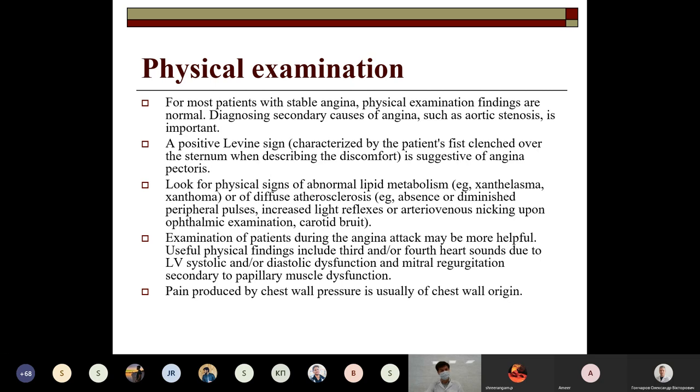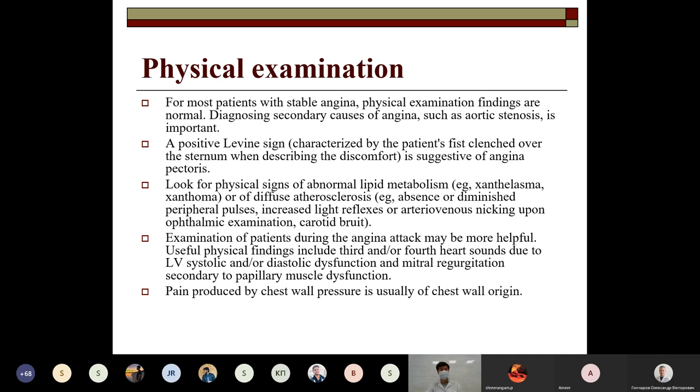Our physical examination: for most patients with stable angina, physical examination findings are normal. In the diagnosis, secondary causes of angina, such as aortic stenosis, are critically important. And the positive Levine sign, with specific signs, describing and studying chest discomfort after exercise that improves after intake of nitroglycerin, is critically important to verify angina at an early stage.